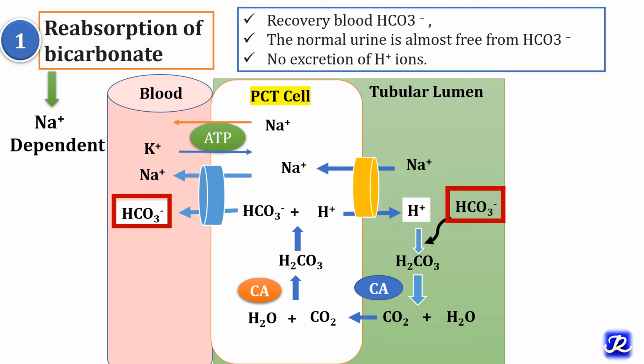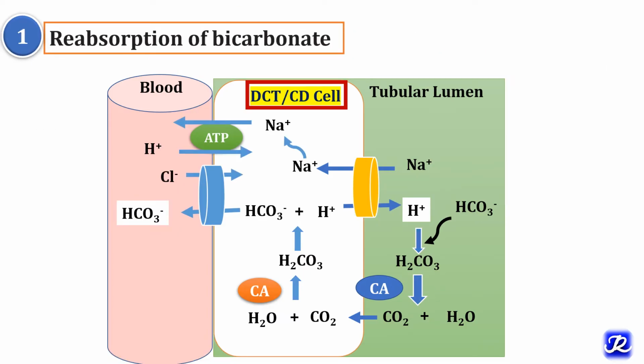The normal urine is almost free from bicarbonate because all the bicarbonate which is filtered is reabsorbed or recovered. There is no excretion of hydrogen ions here because all the hydrogen ions are utilized in the process. 5 to 10% of reabsorption of bicarbonate occurs in distal convoluted tubule and collecting duct, but the difference from proximal convoluted tubule is that here the reabsorption is not sodium dependent, it is sodium independent. It occurs by bicarbonate chloride antiport system.